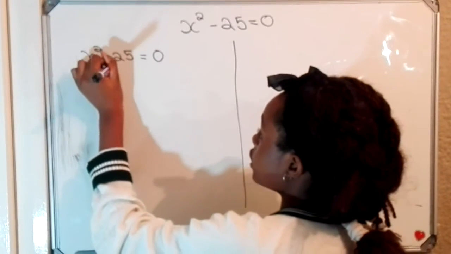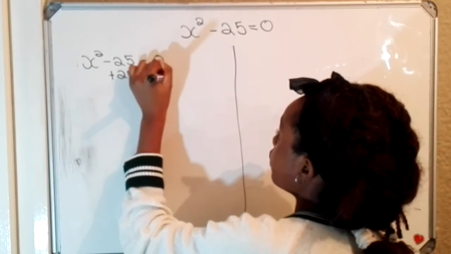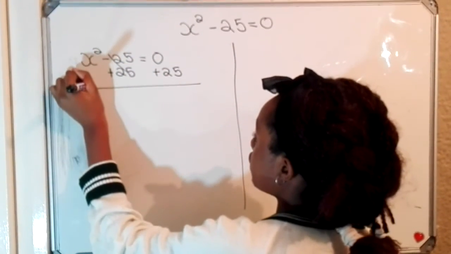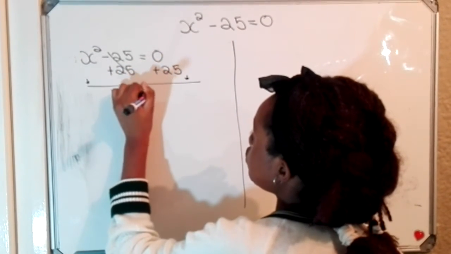Okay, and I'll add 25 on both sides because that's the inverse of minus. The 25 will cancel. We bring this down and we bring that down. We'll have x squared is equal to 25, okay?